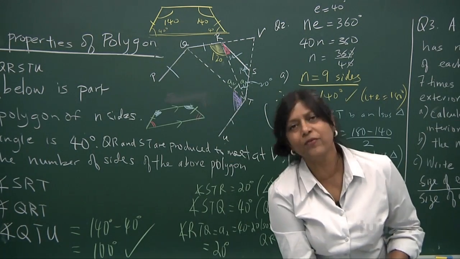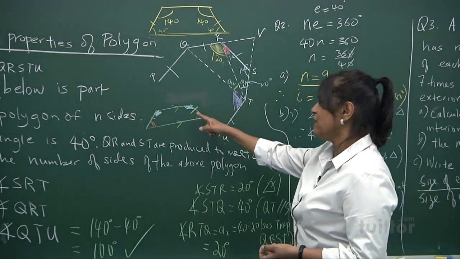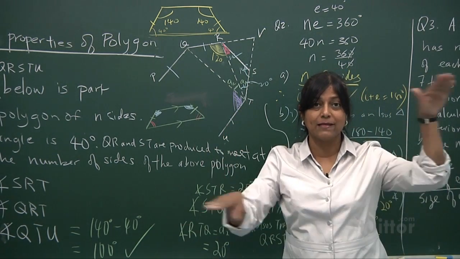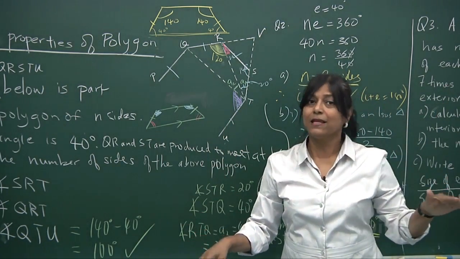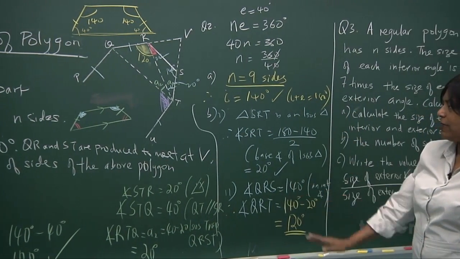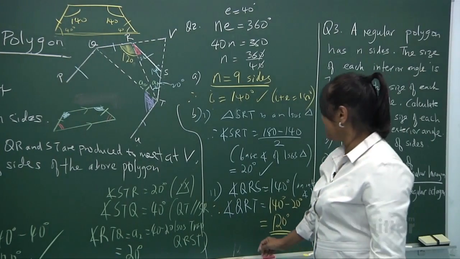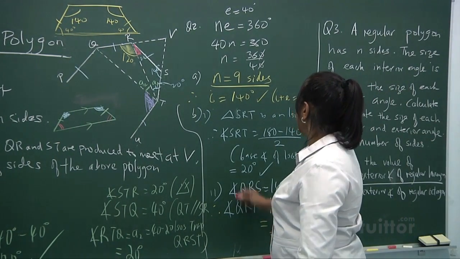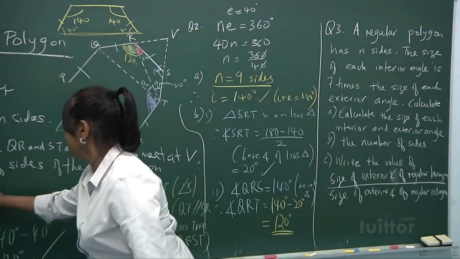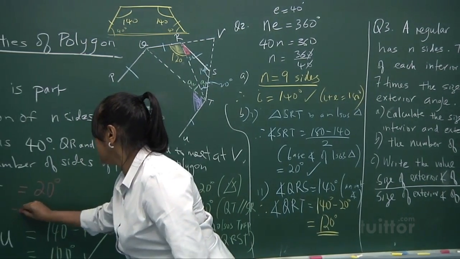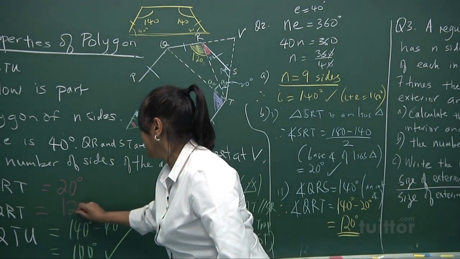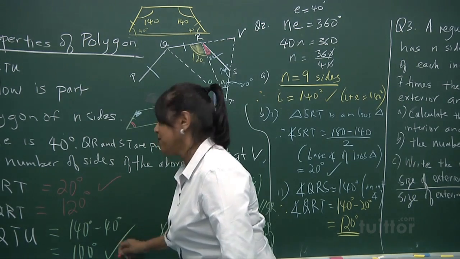So we call this figure an isosceles trapezium, where two sides are equal and two sides are parallel, the opposite sides. Take note of that. Now, let's move on. So we've got all the angles here. SRT is how much? 20 degrees. And your QRT is 120 degrees. And this is 100 degrees.